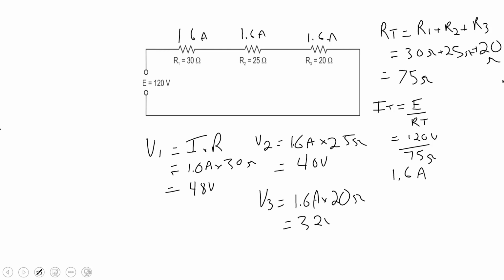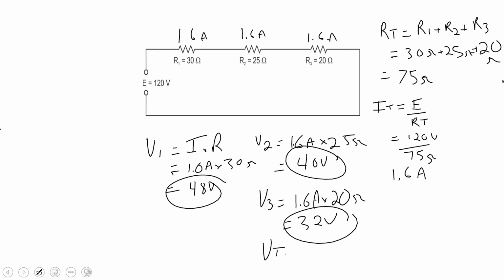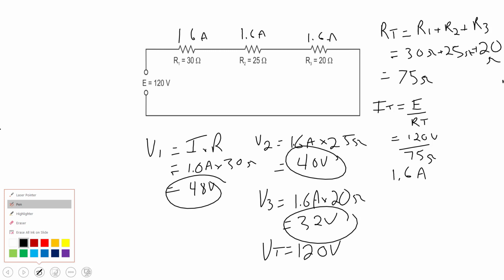So 32 volts. And if we add up our three voltage drops, this is how we know we did it right. Applying Kirchhoff's voltage law, 48 plus 40 plus 32 comes to 120 volts. And this is pretty much that easy. So, yeah, simple series circuit. We have to review series circuits, and then we're going to review parallel after this. Then when you get to series parallel, it makes it a lot easier.